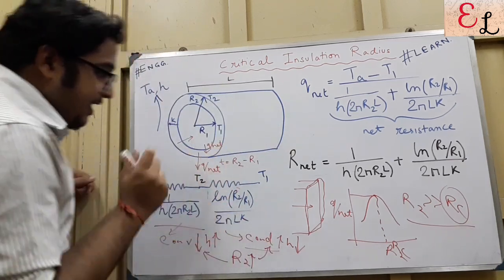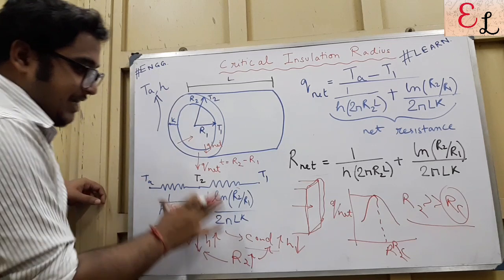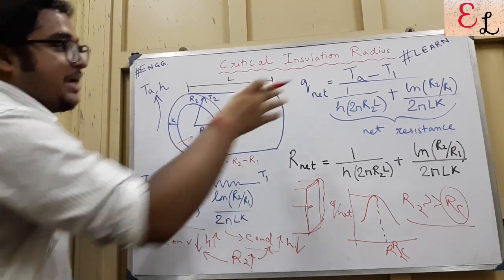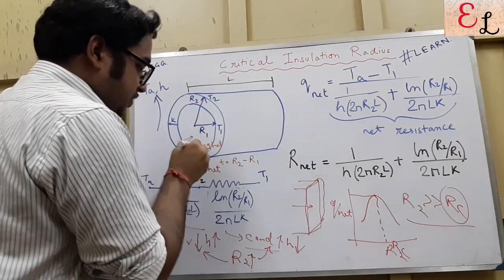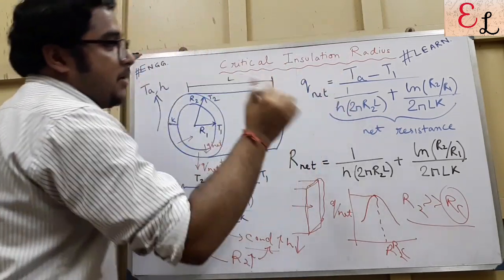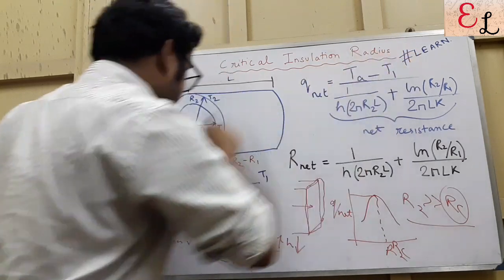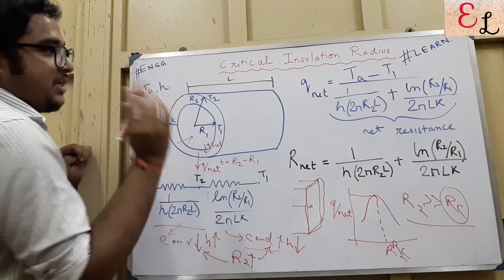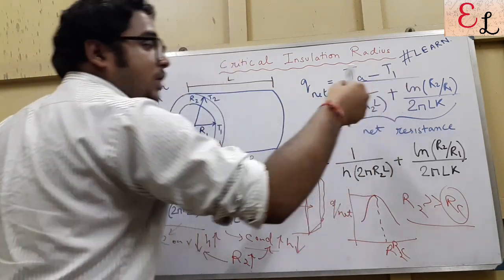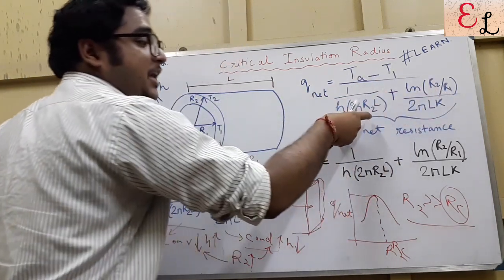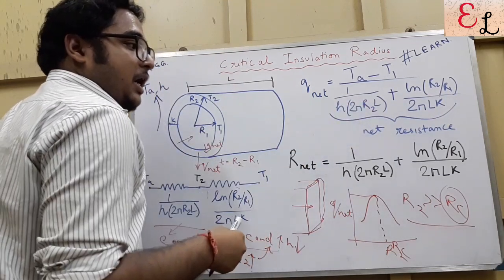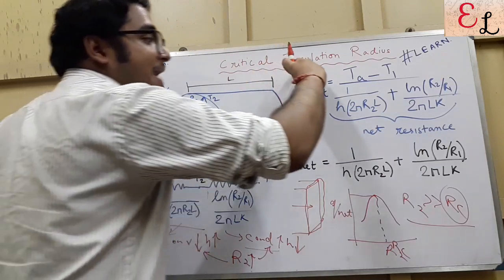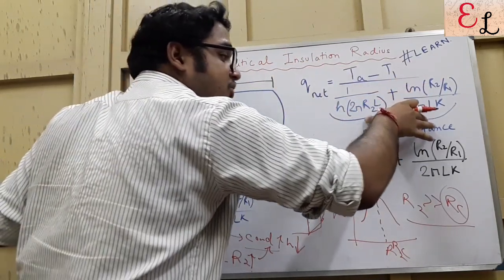As we have already seen, there are two resistances, and if we consider the two resistances together, we get something like this. There is no accumulation of heat within the insulation. Q net is nothing but T ambient minus T fluid, where T fluid is T1, divided by the total resistance, that is my conductive resistance plus my convective resistance. So we see that both of these are dependent, and we have to maximize Q, so the resistance has to be minimum.